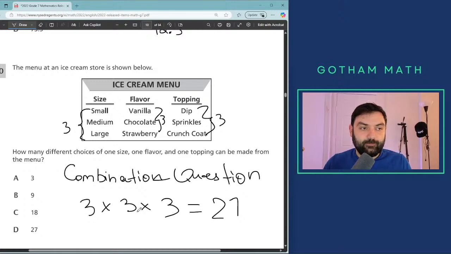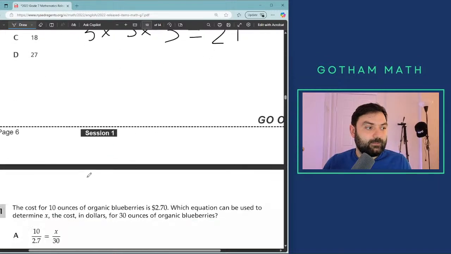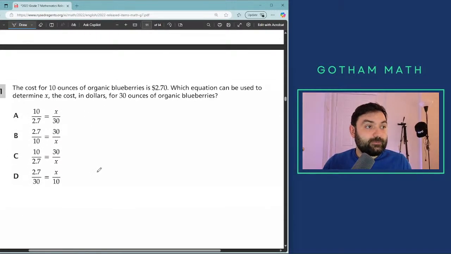And this is it. All combination questions are very, very similar. If you remember how to do this particular one, you'll be able to do all of them. All right. Next question. The question that looks like the proportions are the answer. So let's see how it's going to go. The cost for 10 ounces of the organic blueberries is $2.70. Which equation can be used to determine X, the cost in dollars for 30 ounces of organic blueberries?